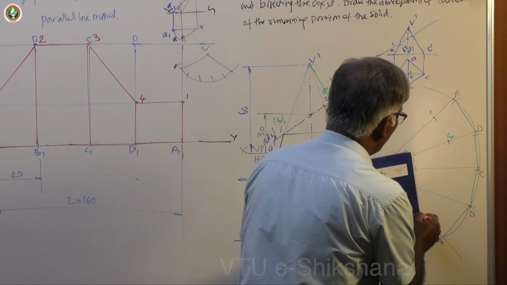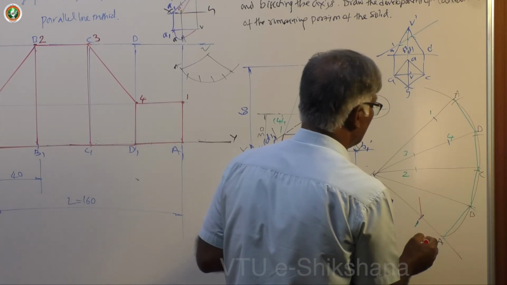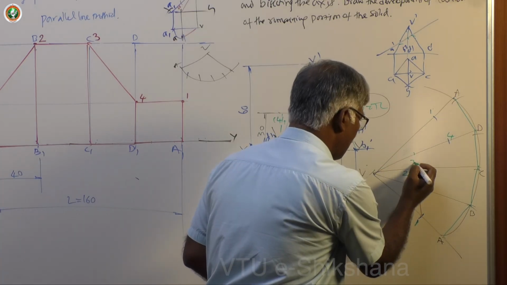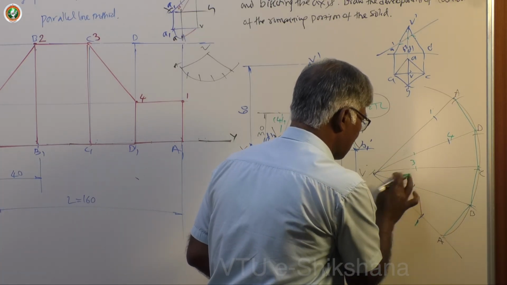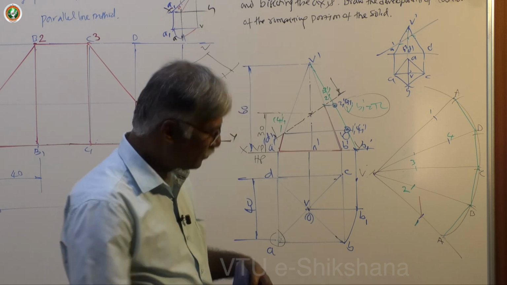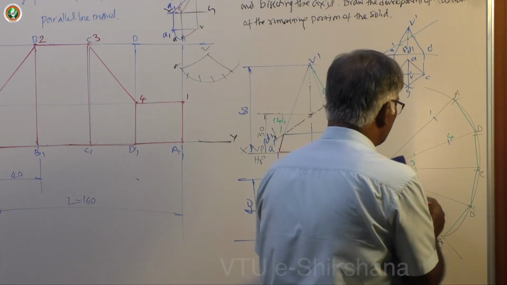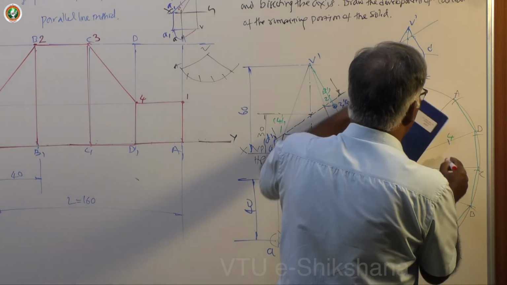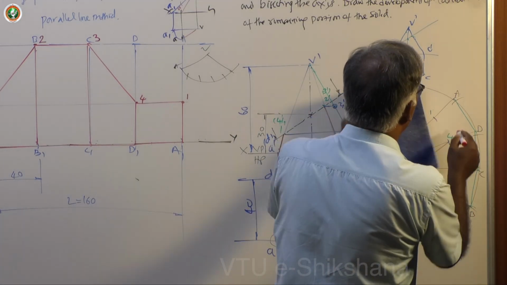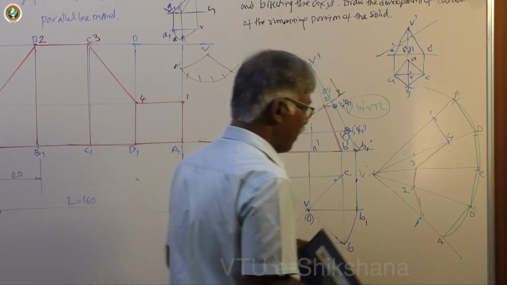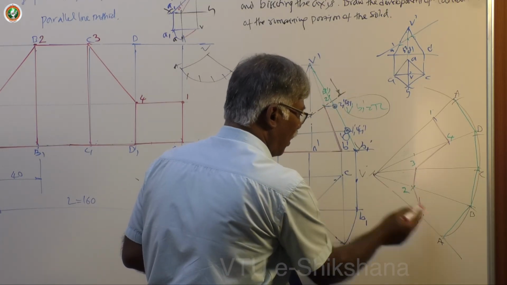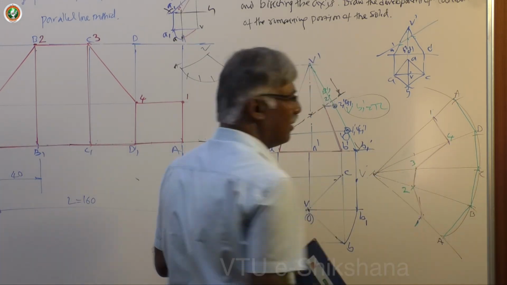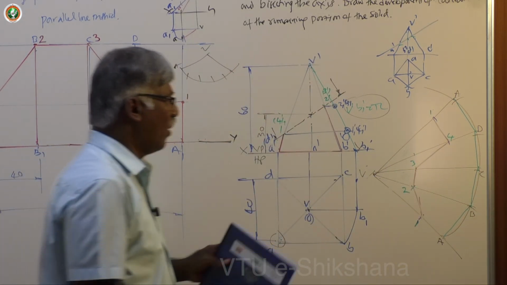Now join the first profile. Any mistake I have done? Yes. This is 3 and this one is 2. Yes, this is 2. Now check twice before you start working for the overall projection. This is 2, 3 and this is 3 to 4. This one is 1 to 4. 1, 2, 3: 1 on VA, 2 on VB, 3 on VC, 4 on VD and 1 again on VA. Now join this.